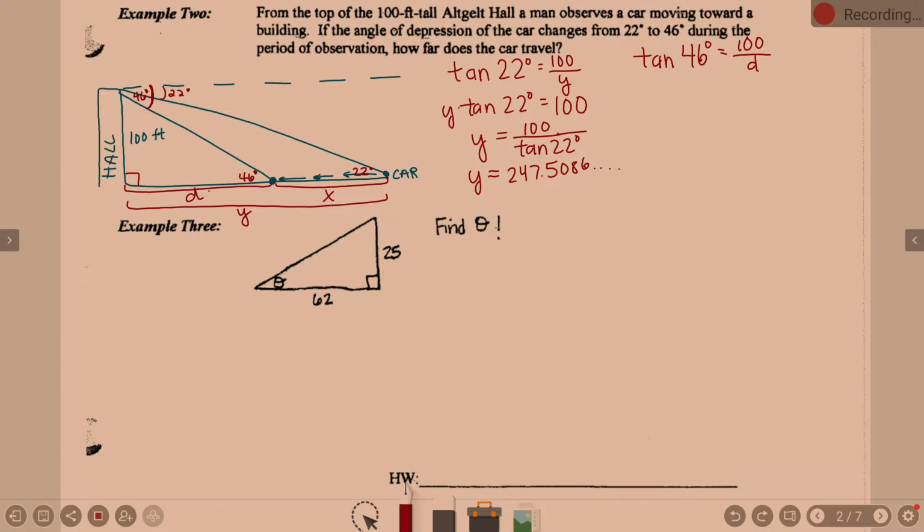Do the math. If it's 100 divided by d, I'm going to multiply by d. So d times tangent of 46 degrees equals 100. I'm going to divide by tangent. And so d is 100 divided by tangent of 46 degrees. And again, d is some decimal, right? 96.5688, and so on and so forth.